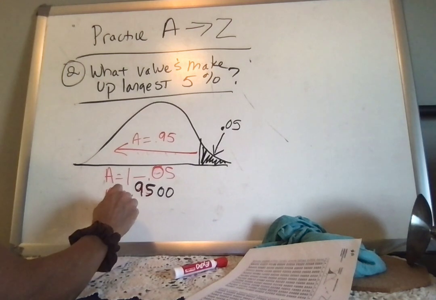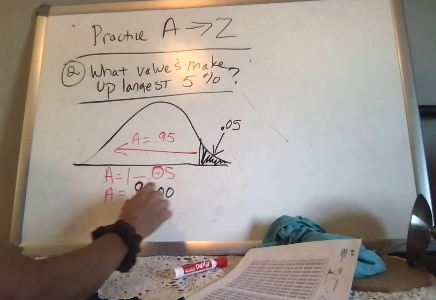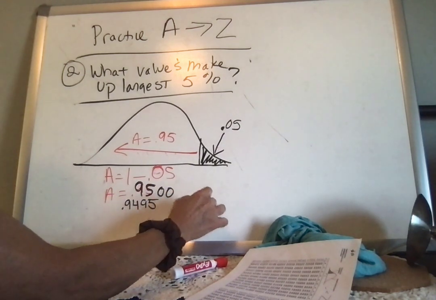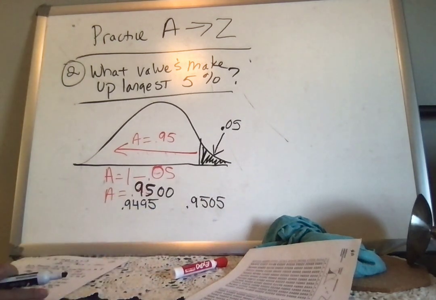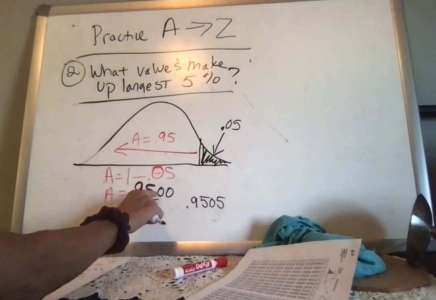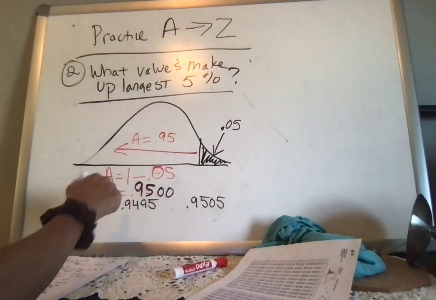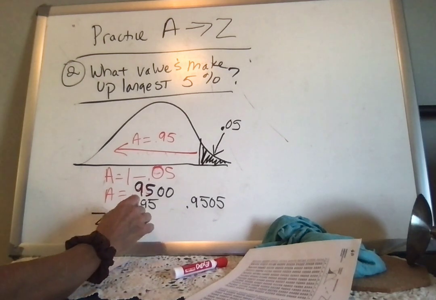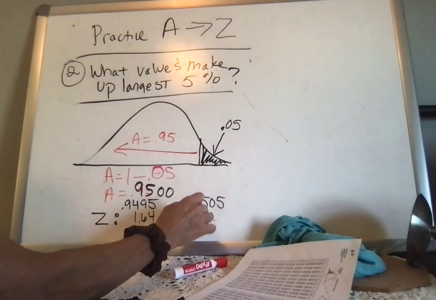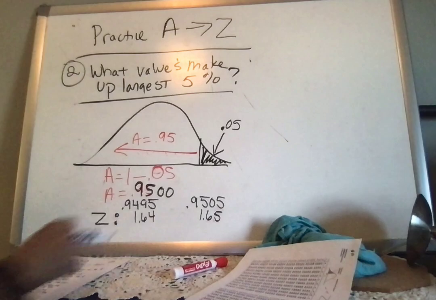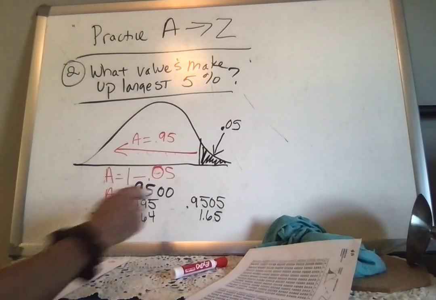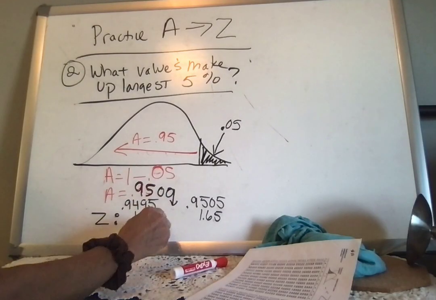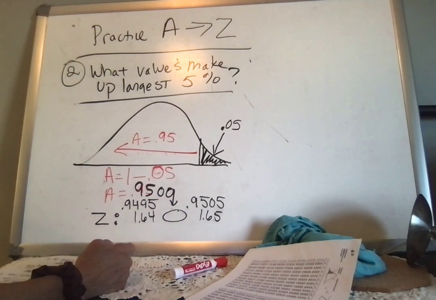You're going to find 0.9495 and 0.9505. So if you haven't gotten there, pause me, go find those. Both of those are equidistant from there. If you look at the z-score associated, this is 1.64. This is 1.65, okay? So what we want to do, since this is right in the middle, is find the z-score right in the middle.